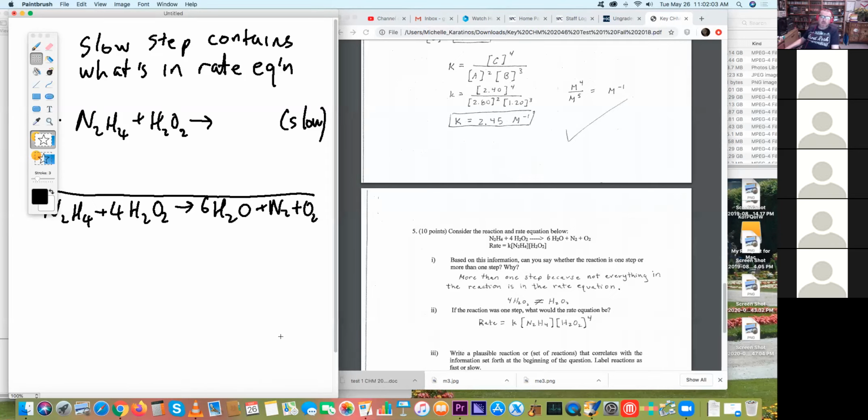So we know that N2H4 and H2O2 are involved in the slow step. And one of the things I like to do when coming up with equations is, if I can, I like to form as many products as I can. I can't make 6 H2Os out of that because I don't have enough hydrogens. I think all I have is 6 hydrogens over here. So I certainly couldn't make 6 H2Os. I might be able to make 1 H2O, so it's possible I could do that.